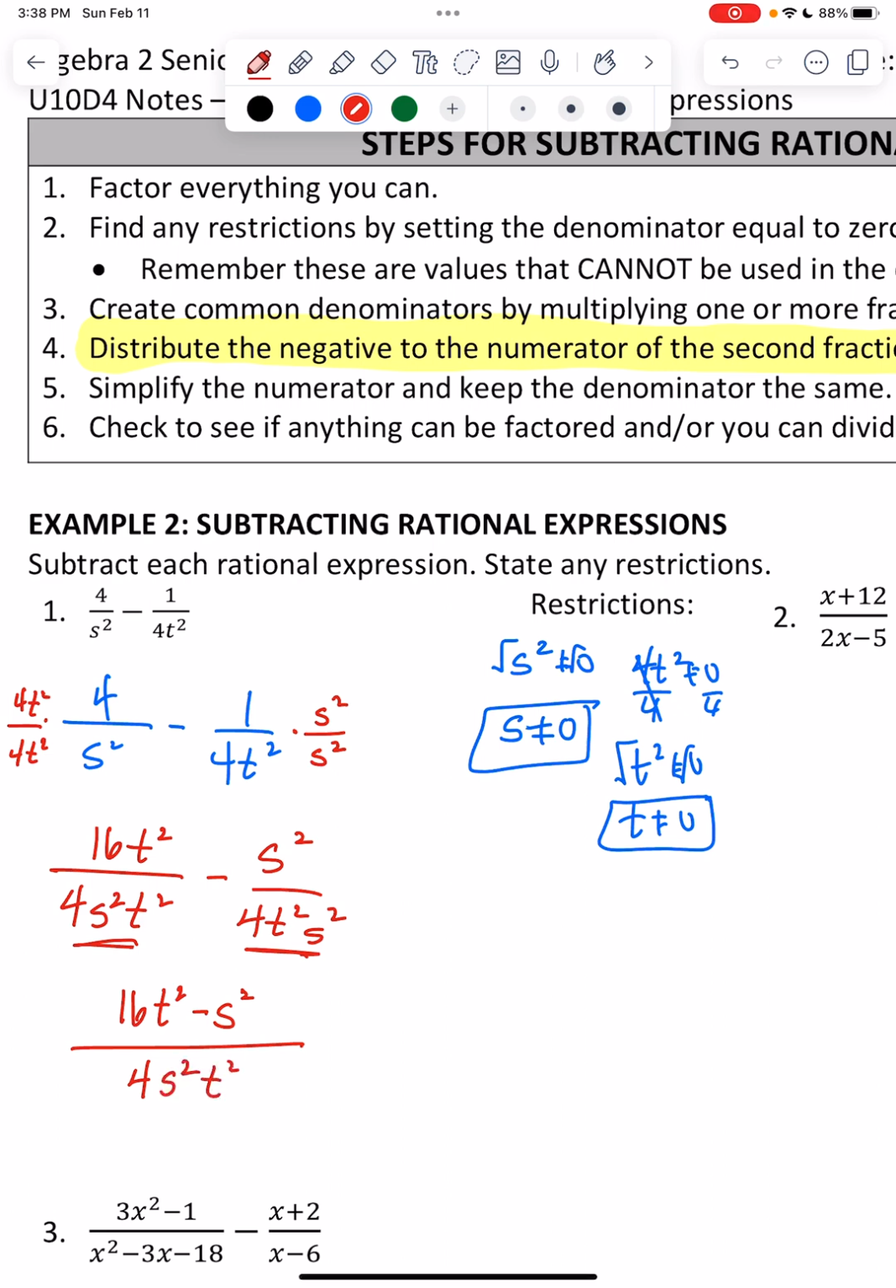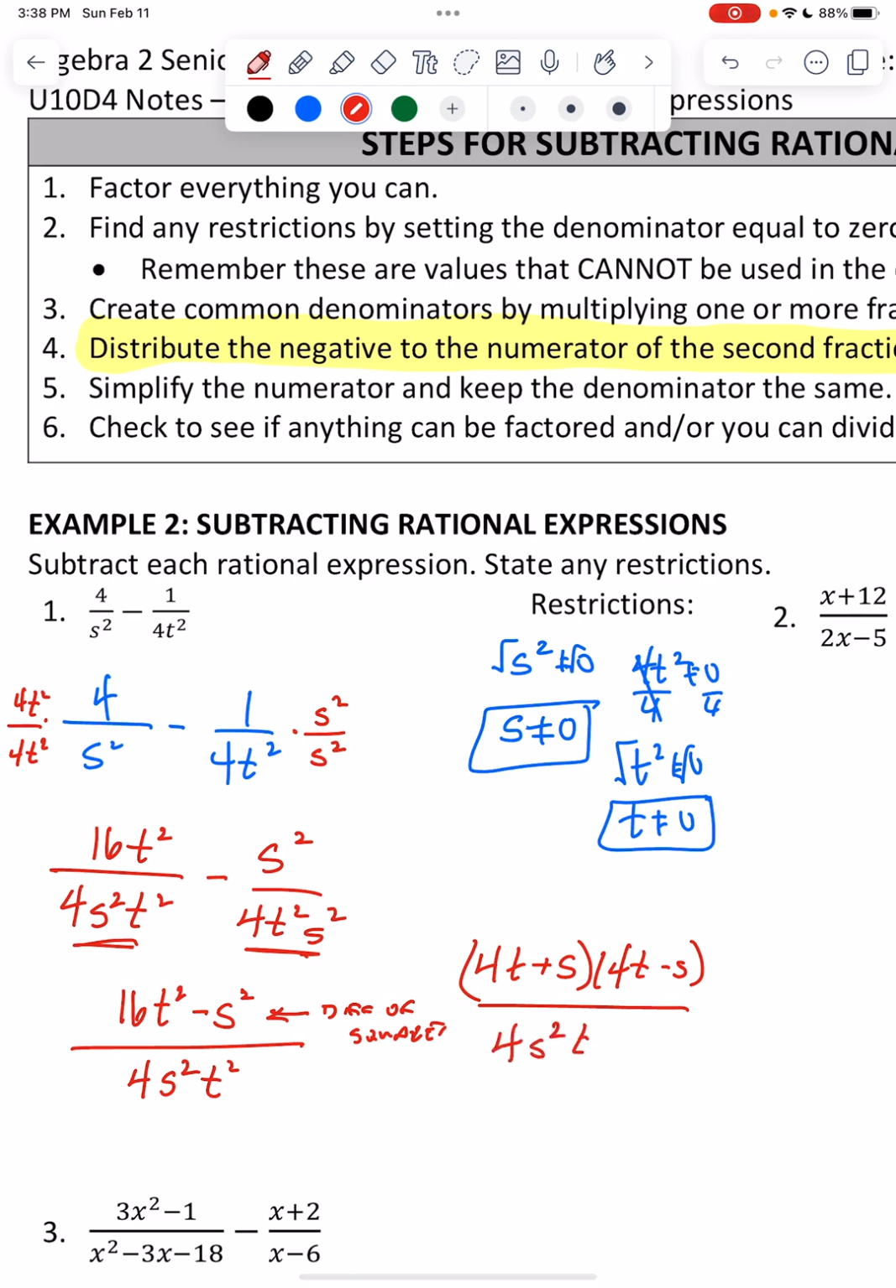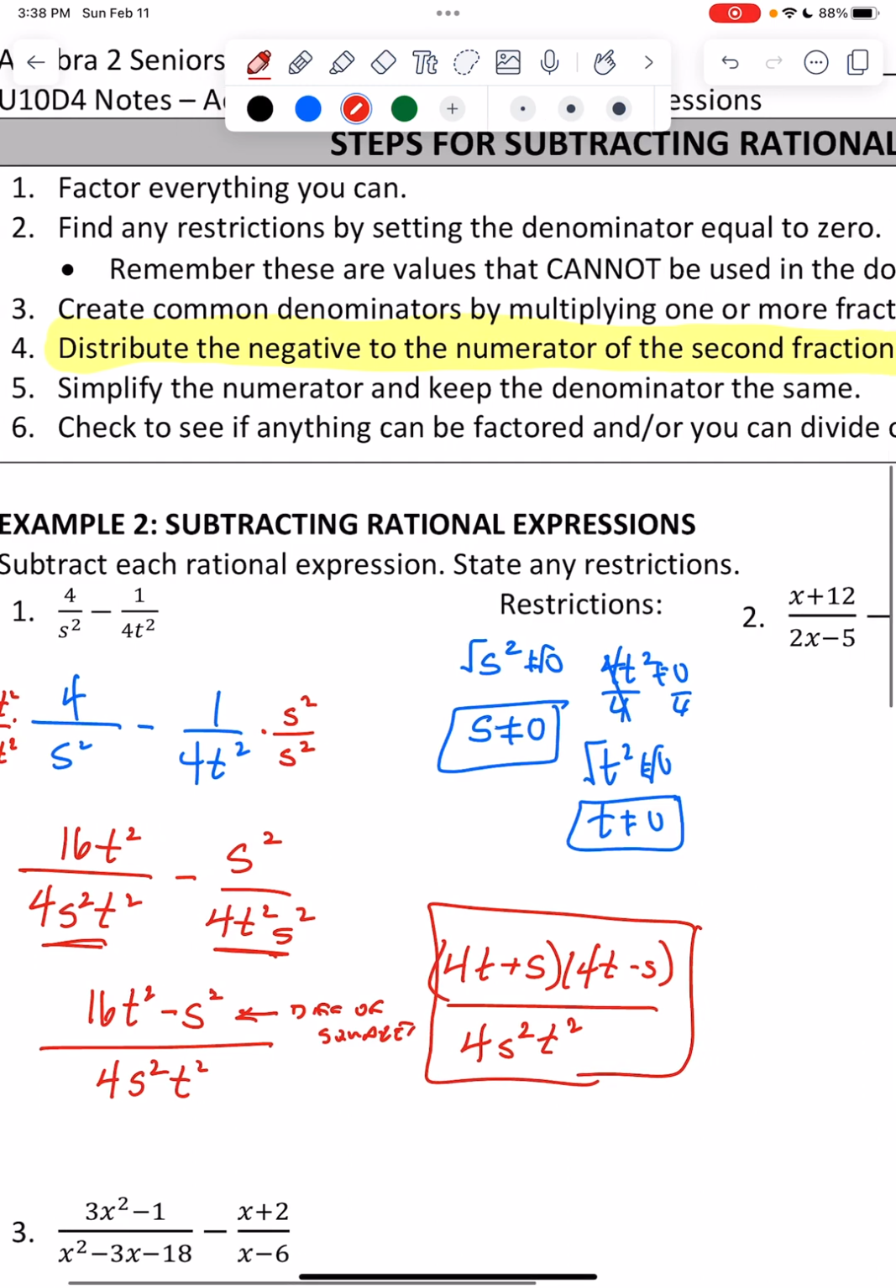Okay? And then we just check to see if we can factor anything. Numerator, no. Or sorry, denominator, no. Numerator, this thing is a difference of squares. So we factor the top: (4t plus s)(4t minus s) over 4s squared t squared. Can't cancel anything out. So that's what we're looking at. Okay?